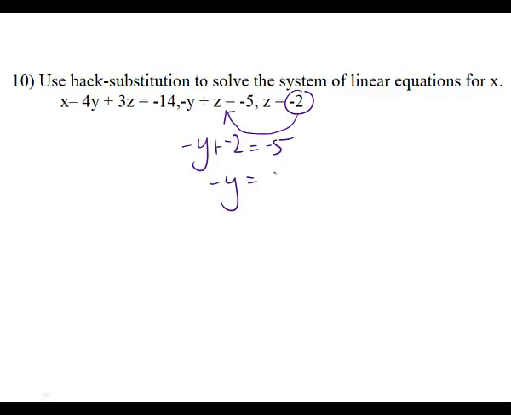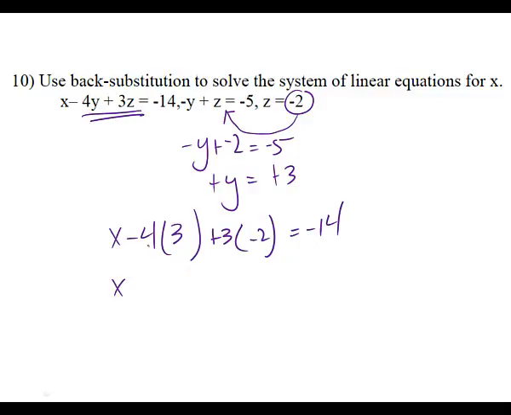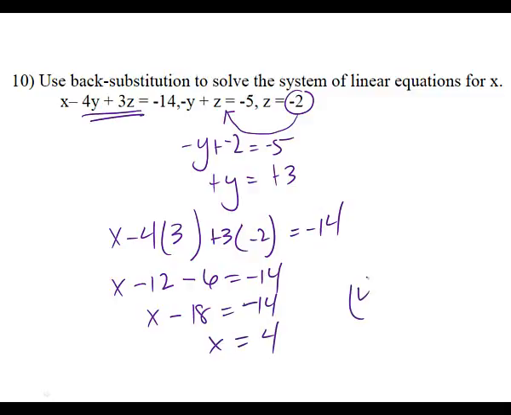Add it. We get negative 5 plus 2 is negative 3, and then divide by a negative 1, right? And now can't I substitute into this one? So we've got x minus 4, what's going in for y? 3 plus 3, what's going in for z? Equals negative 14. Negative 4 times 3? And 3 times negative 2? Negative 12 and negative 6? Negative 18. Equals negative 14. So what's x equal to? 4. So you know that you got 4, 3, negative 2.